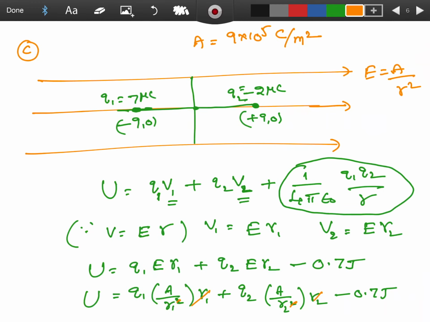See, the major thing you need to remember, whenever a system of charges is placed in an electric field, what is the potential energy? Potential energy is due to individual charges, Q1V1 plus Q2V2, plus interaction energy. This is called interaction energy between two charges, 1 by 4 pi epsilon Q1 Q2 by R, it is already calculated. And V1 is E1 R1, V2 is E2 R2. E1 is A by R1 square, E2 is A by R2 square, that is given in the question.